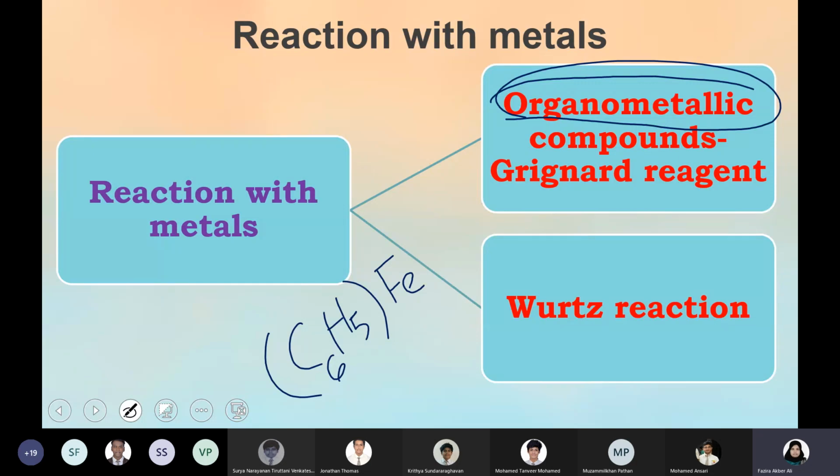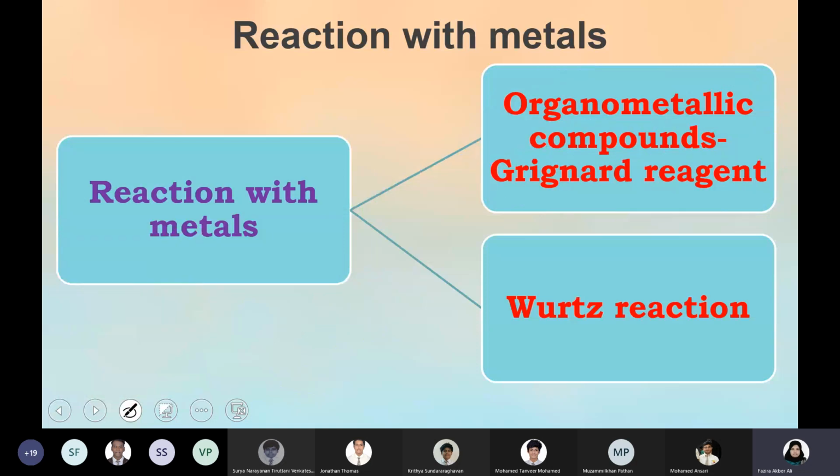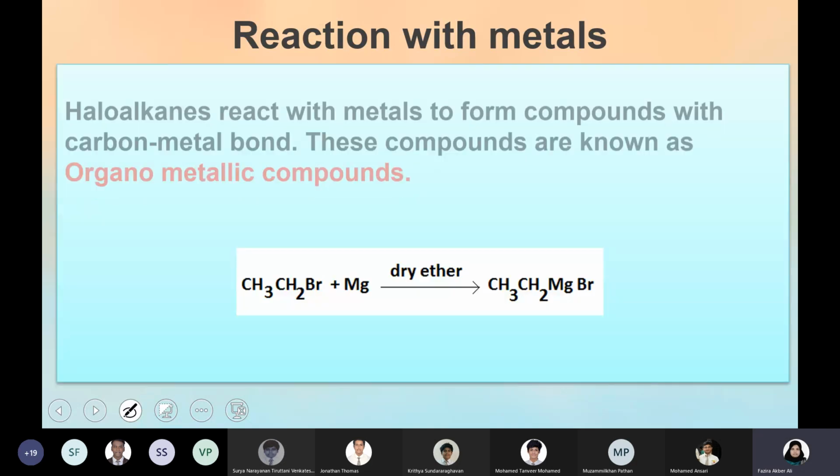And one category of organometallic compound is Grignard reagent. That is what is prepared from this reaction. So all organometallic compounds cannot be prepared from haloalkane. Only one type of organometallic compound, known as Grignard reagent, will be prepared in this method. Organometallic is a general term under which you have different types of organometallic compounds, and one type is Grignard reagent. Okay, anyway, let's look into this in detail so that you will get a better idea.